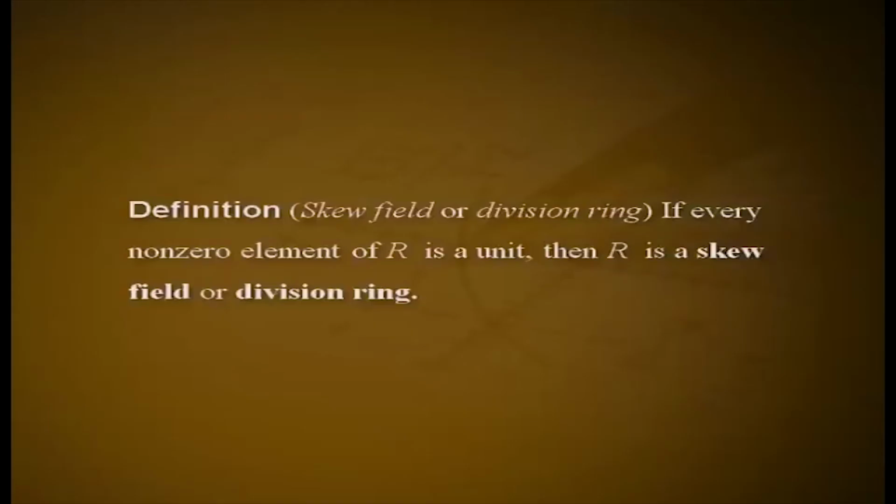Definition: skew field or division ring. If every non-zero element of R is a unit, then R is a skew field or division ring. Example 13. Since every non-zero element of Q is a unit, Q is a division ring. In the set, 1 and minus 1 are the only units. No other non-zero element in the set is a unit. Thus, the set is not a division ring.